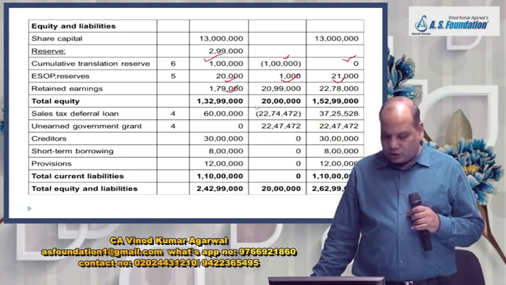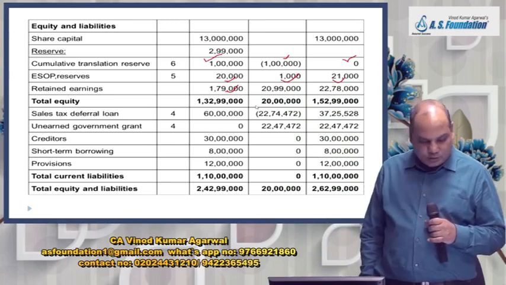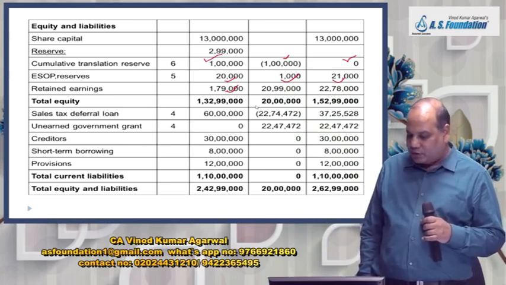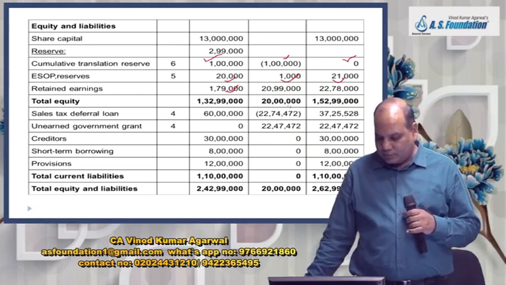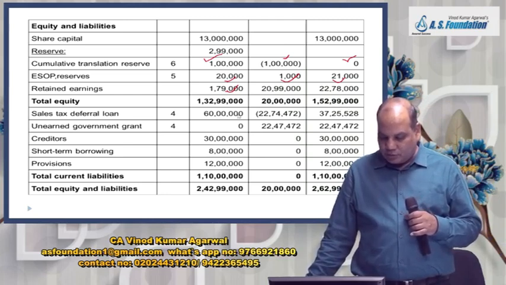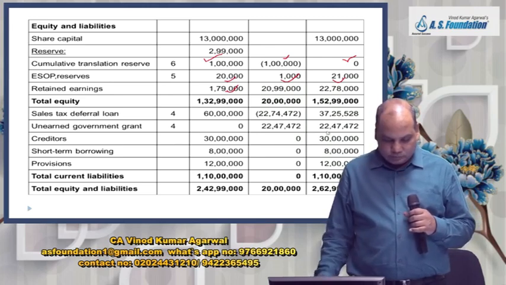Take total of equity. 1,32,99,000 as per previous GAAP. Copy from previous GAAP. 20 lakh is the net addition. Closing 152,99,000. Sales tax deferral loan. What I need to do? Out of the 60 lakh, this amount is financial liability. Rest is government grant.